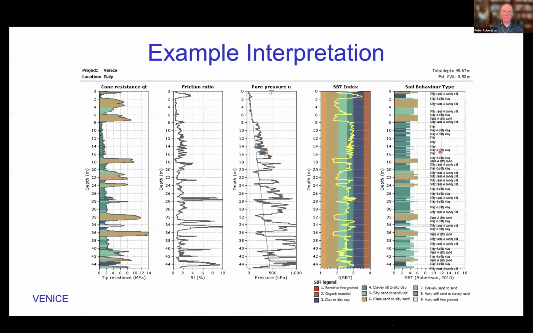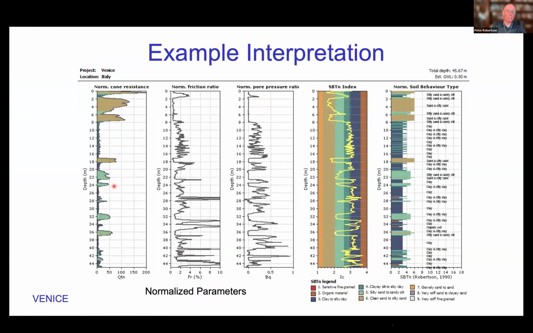It's good for basic processing, so you can produce these nice plots very quickly. Basic measurements of tip resistance, friction ratio, pore pressure, and basic soil behavior type. This is from a site in Venice, so it's interbedded sands and clays and silts from the lagoon in Venice.